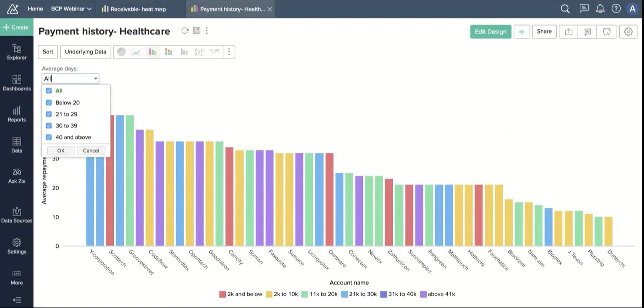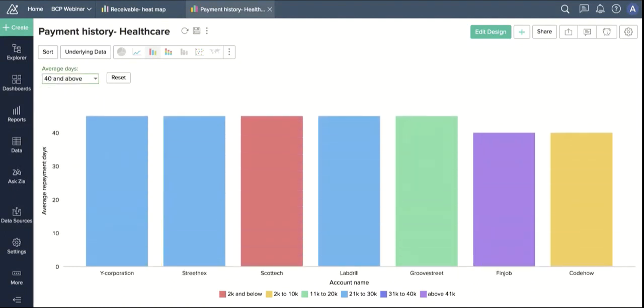So you can easily filter those accounts and you have them right here. Probably you may not want to look at these accounts where they have been paying historically in less than 20 days, because in any case, you're likely sure that you can get these payments in less than 20 days. So you can advise your key account managers to look at this bucket.